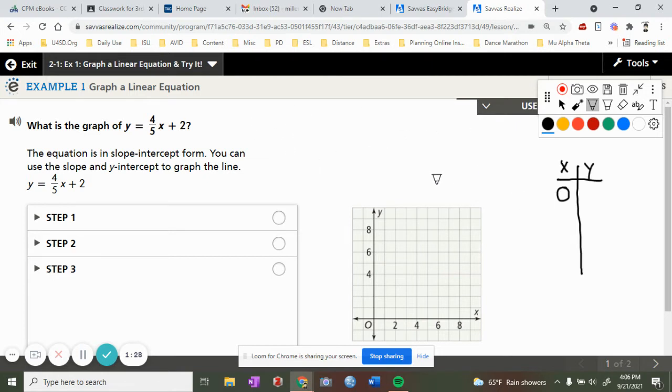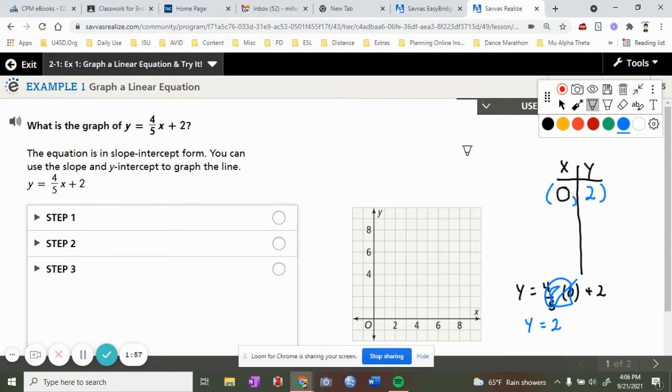Okay, so I use my equation, y equals 4/5 times 0 plus 2. And hopefully you remember anything times 0 is 0, so this goes away here, and we get y equals 2. So when my input is 0, my output is 2, and that becomes my first ordered pair.